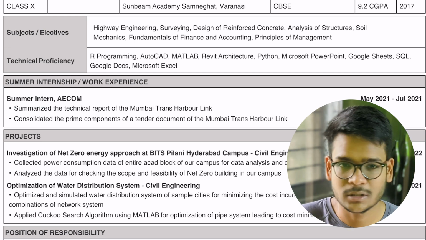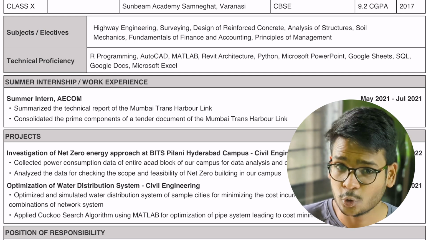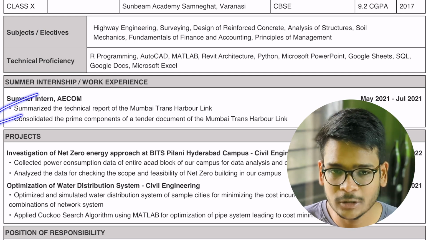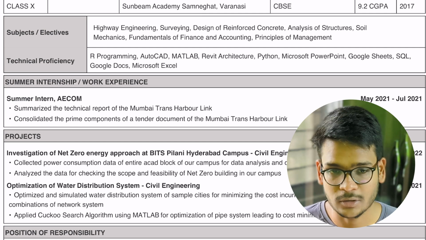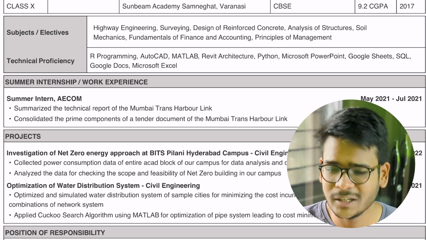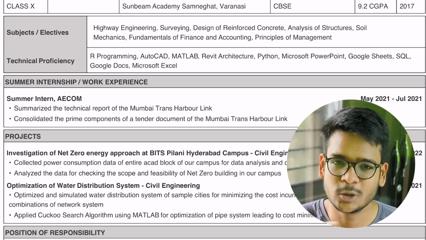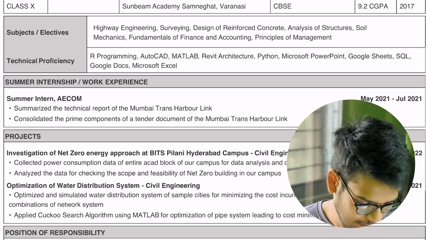So it was a 2-month long project and it was divided into 2 parts. I've just added 2 points of summarizing the technical report and consolidating the prime components of a tender document. So that's it. You need not describe it completely, like you need not write an essay. It should just be 2 points and it should be very crisp.